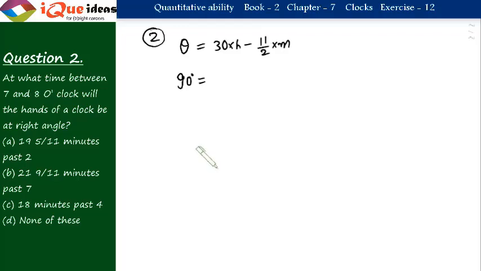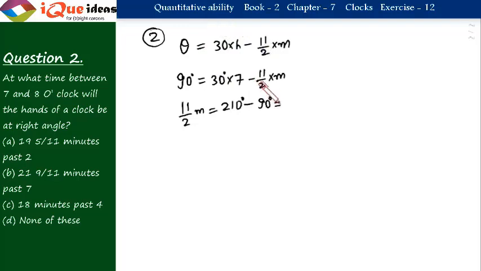So when they are at right angle, the angle between them would be 90 degrees, right? Now h is the smaller hour, that is between 7 and 8. Anything between 7 and 8 would be 7 something. So h is equal to 7. So 30 into 7 minus 11 by 2 into m. So we get 11 by 2 into m on the other side, and 30 into 7 is 210 minus 90, 210 degrees minus 90 degrees is 120 degrees.